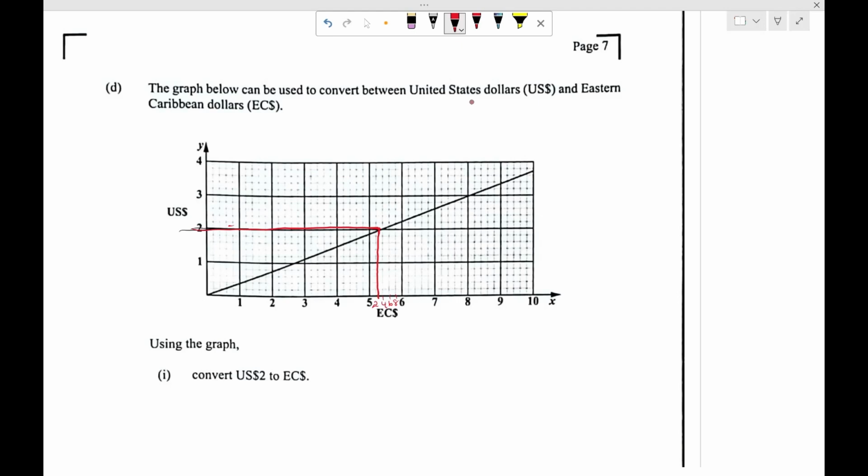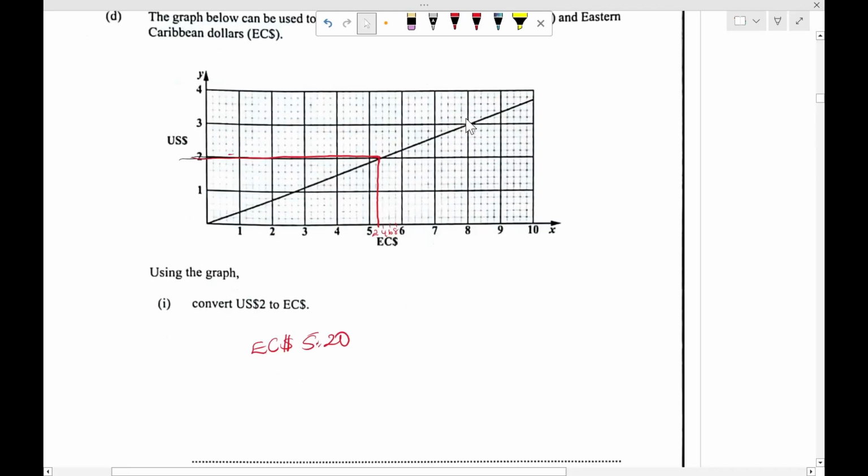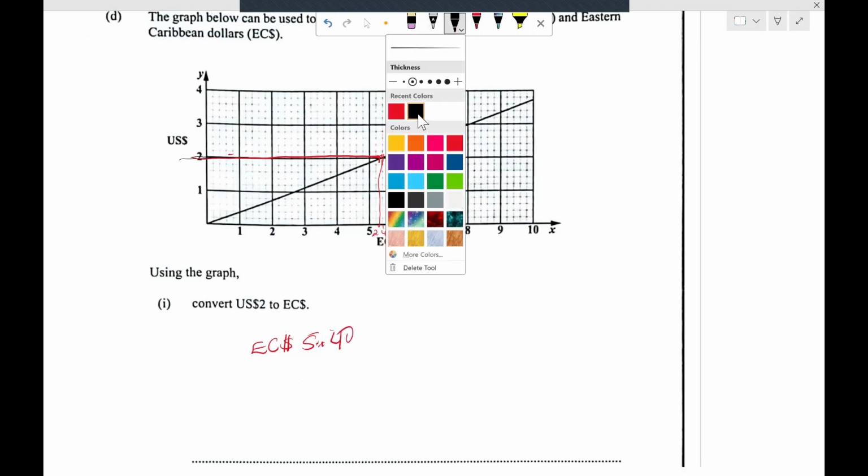So that's about EC 520. It could probably be 540 too. Let me erase this. It could actually be 540, so we go with 540. Just change back the color.